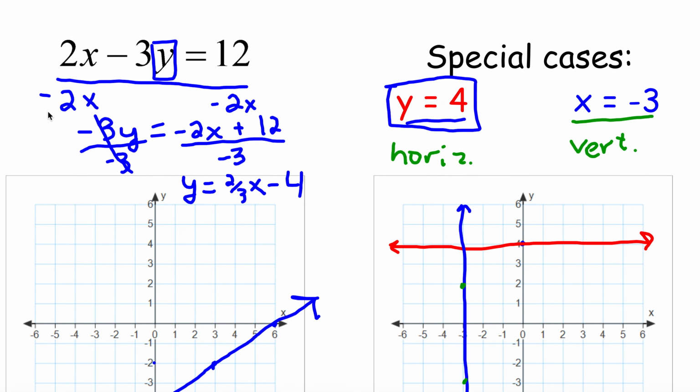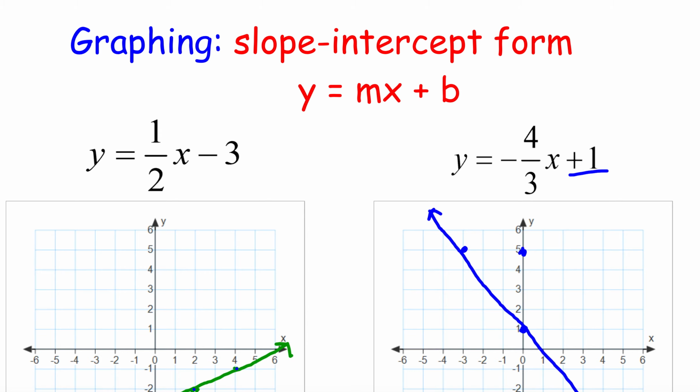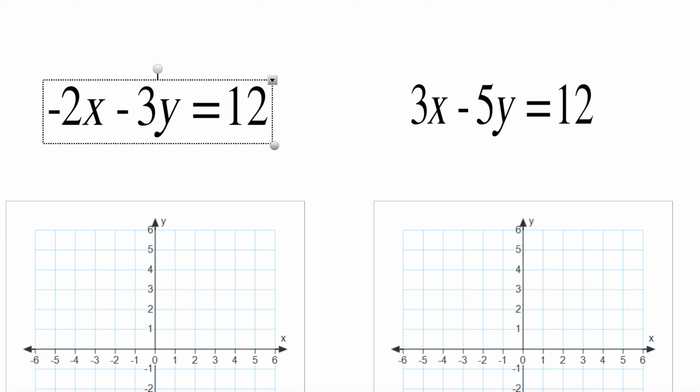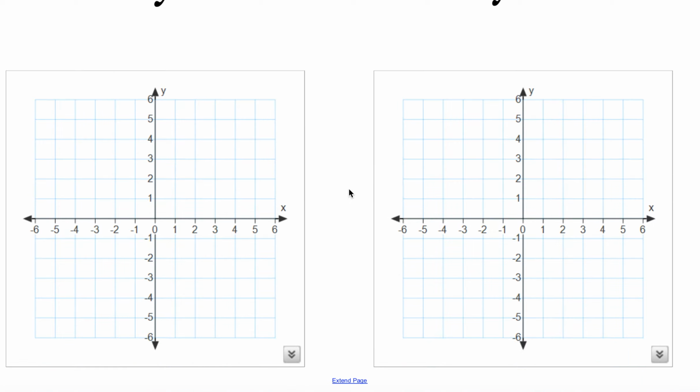The big things you need to remember are slope-intercept form. You need to remember that this is the y-intercept b, that m is the slope, and then you need to remember how to graph the slope. So what we're going to do is get lots of practice with this. I want you to go ahead to the last page in your notes, and graph each of these on your own.